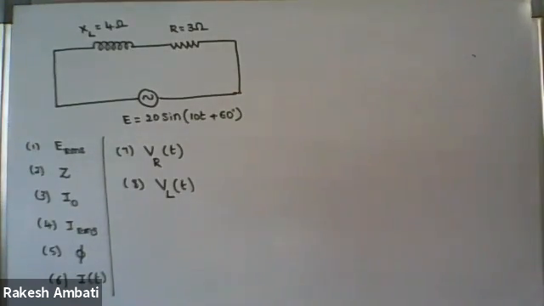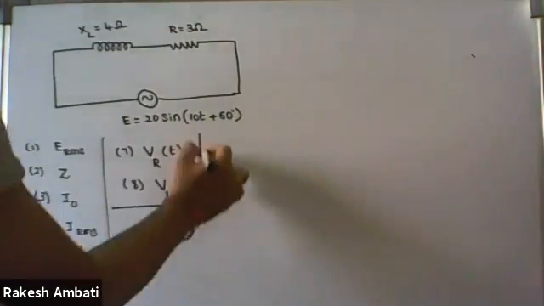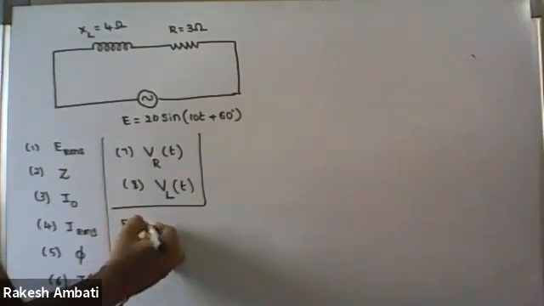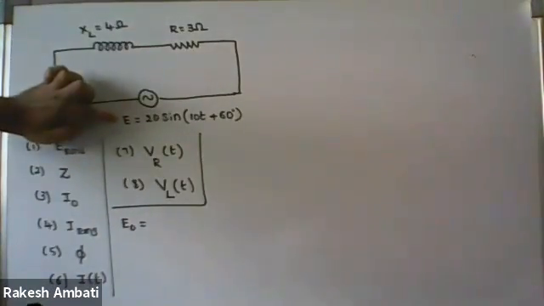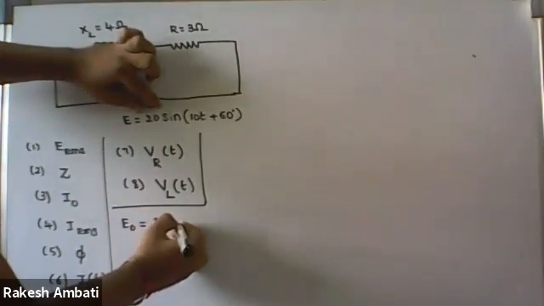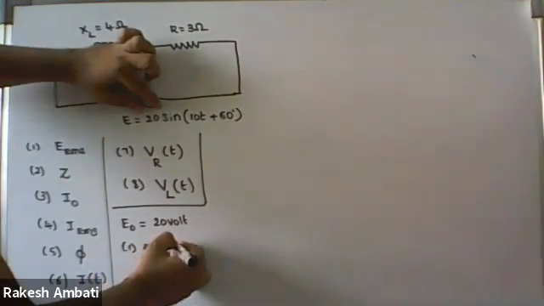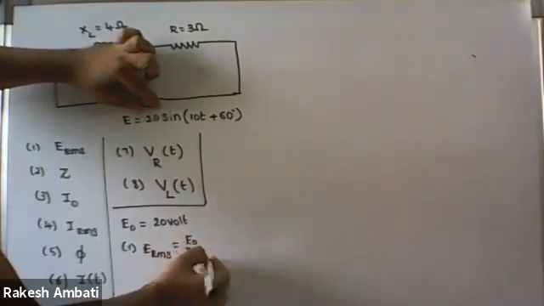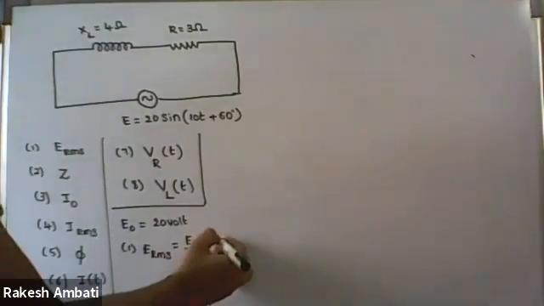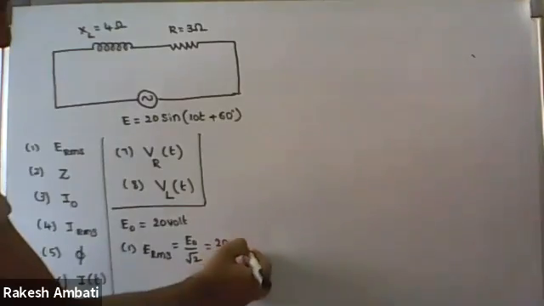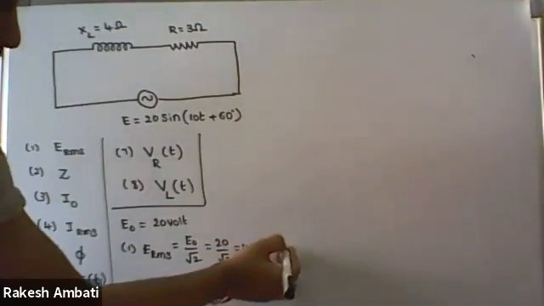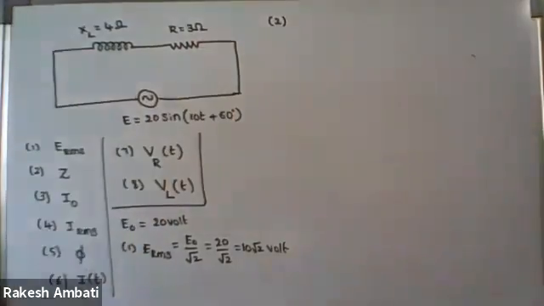The last question, you gave capacitor or inductance? Capacitor, 2 microfarad capacitor. Okay, so first of all, in the question, what is the value of E naught in the given equation? 20. Then first question, what is the value of E RMS? E naught by root 2, the basic formula. 20 upon root 2 means 10 root 2 volt.